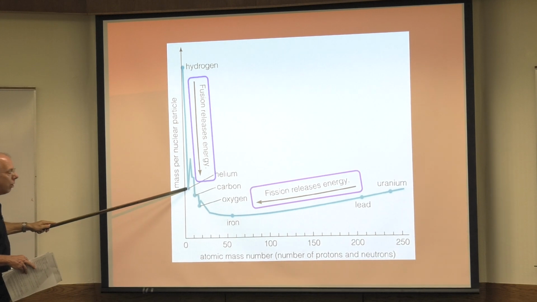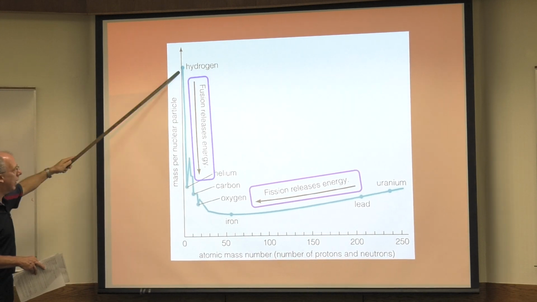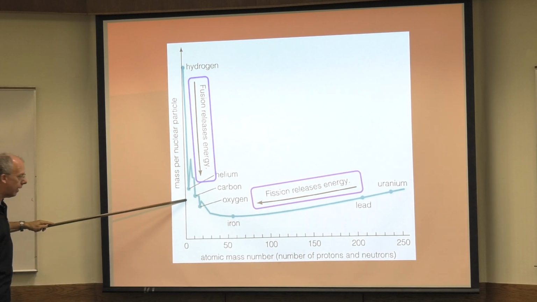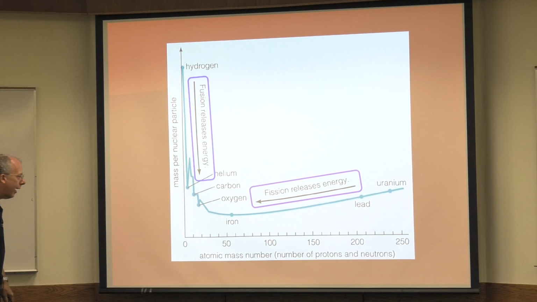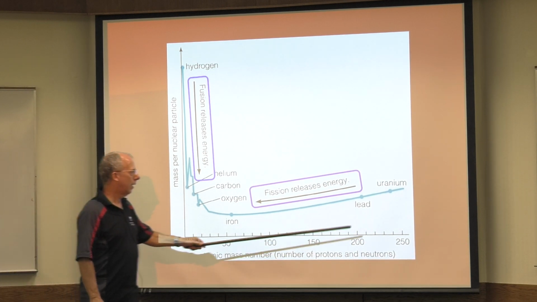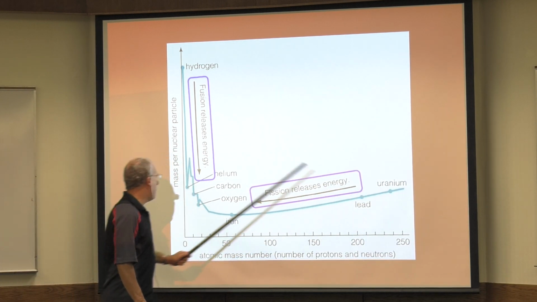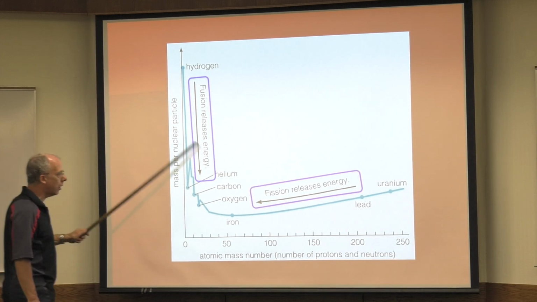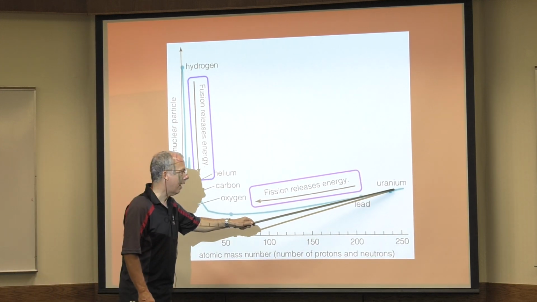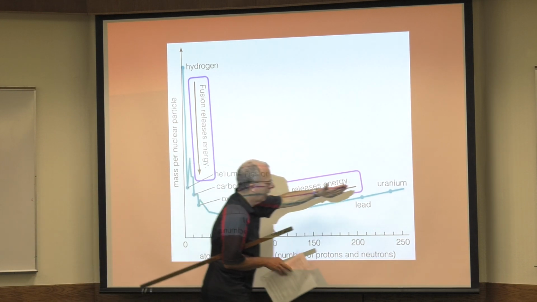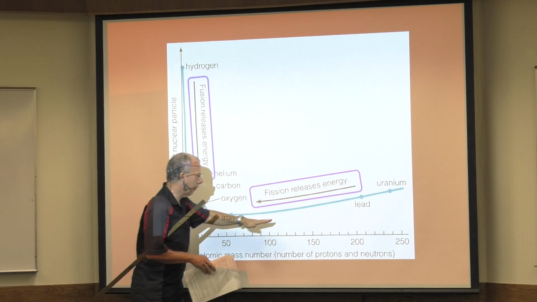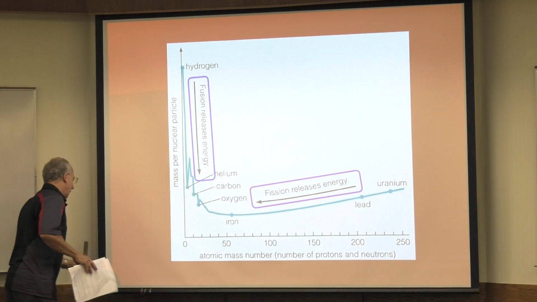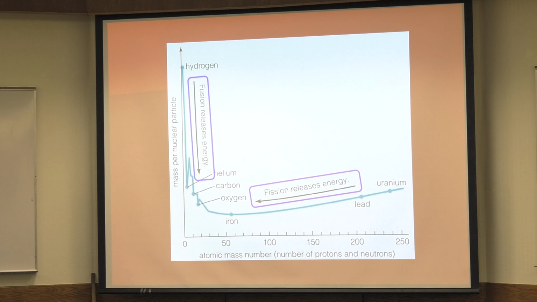This has more energy per nuclear particle than that. So when this becomes that, it releases energy. When that forms that, it releases energy. That releases energy. Okay, look at fission. Uranium has more mass per nuclear particle than lead, so there's going to be energy released, right? Because this is higher than that. When lead becomes iron, there's going to be energy released, okay? So that's good stuff. Now here's the problem.